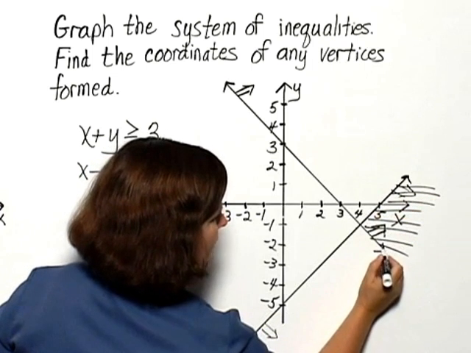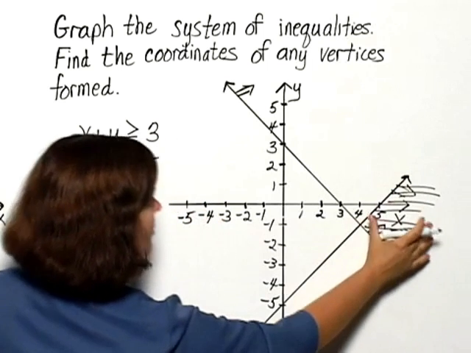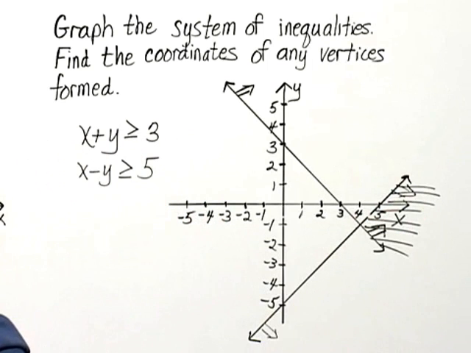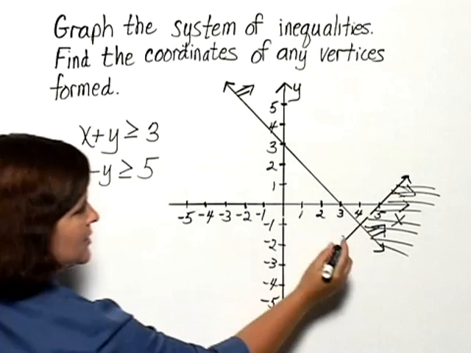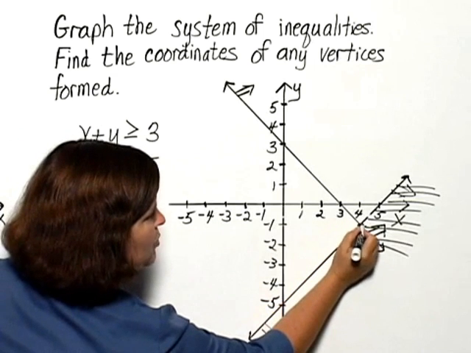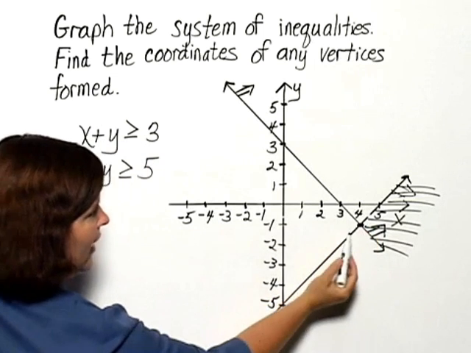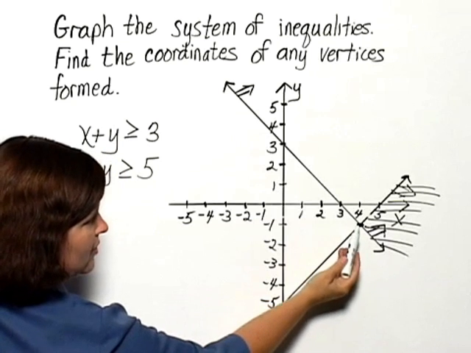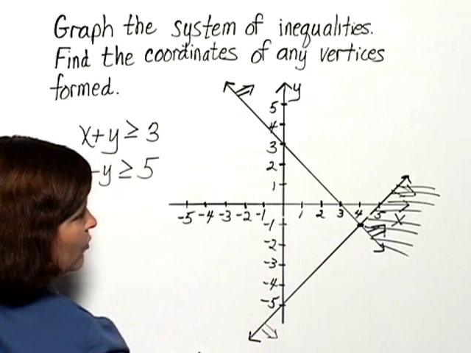And we could extend the line if we wanted to show that that's actually the graph of the system of inequalities. We're almost done. We're also asked to find the coordinates of any vertices formed. Well, the vertices are the places where the lines intersect, which is this point right here. To find this, we could look at the graph and it looks like the point (4, -1).